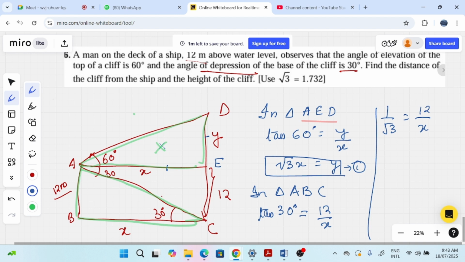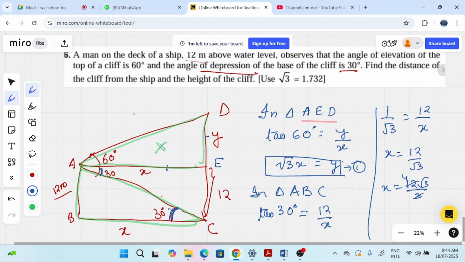That's okay only, not a problem. But generally, you have to remember you will use this alternate angle method. That's the correct method. If this is equal, you can do this way also. Or else, if you're doing like this, not a problem. So here, x is equal to 12 by root 3. Or we can say x is equal to 12 root 3 by 3, which makes it 4 root 3.